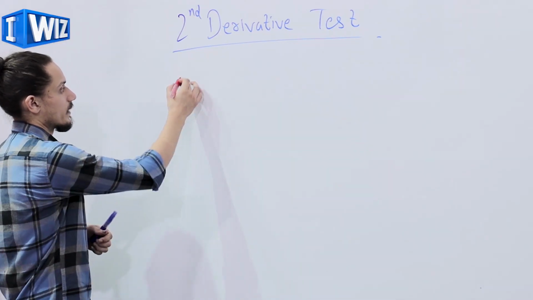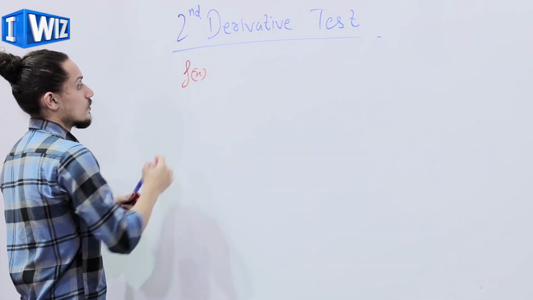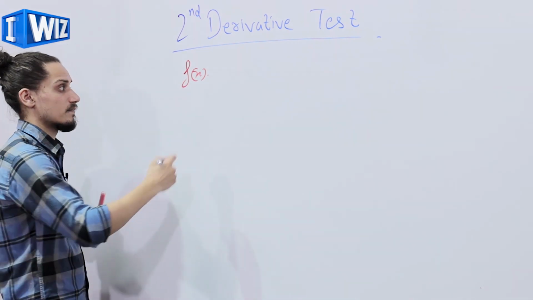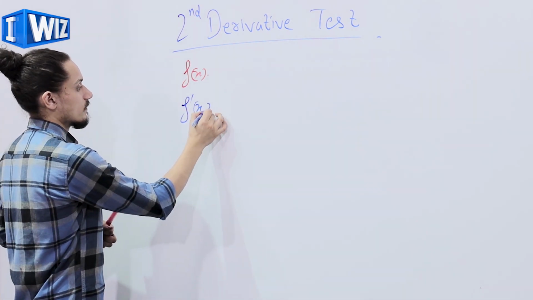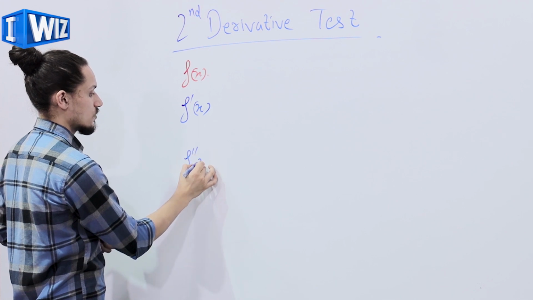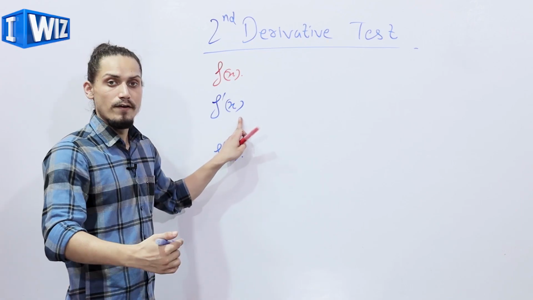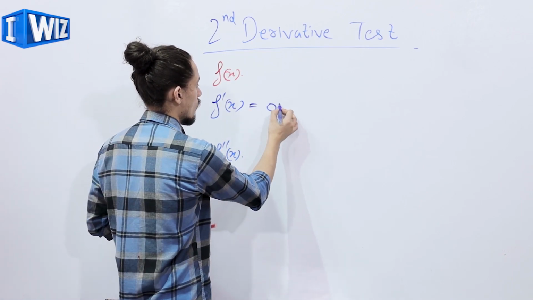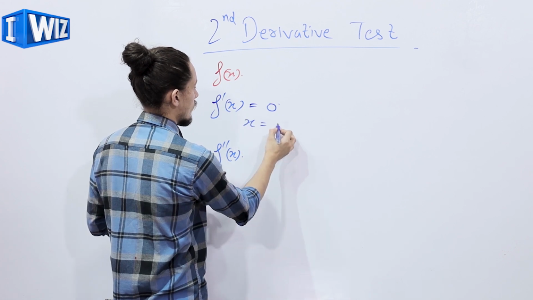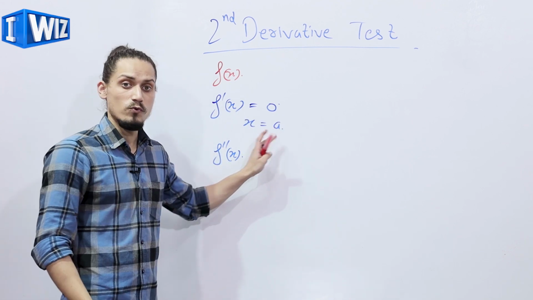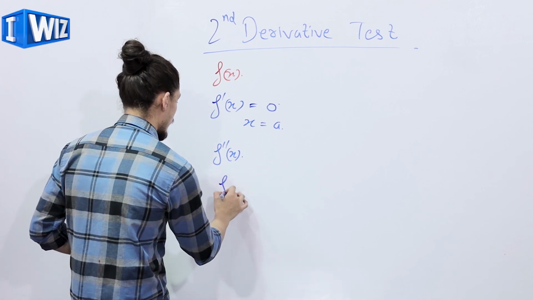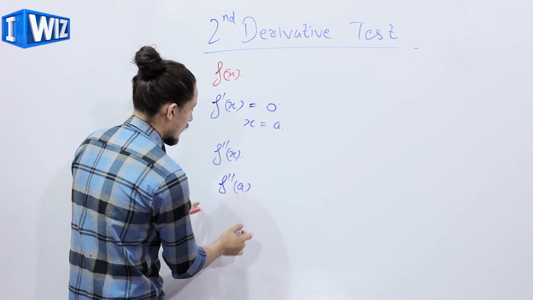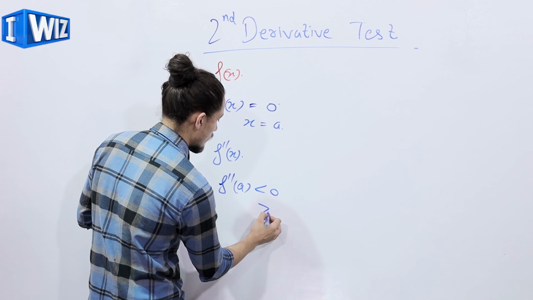So suppose we are given a function f of x. First point is to find the first derivative, that is f dash x. Then we find the second derivative f double dash x. Now we'll put f dash x is equal to 0, and we'll get some value x is equal to a. Using this value in f double dash x, we get f double dash a. Now its value will be either less than 0 or greater than 0.